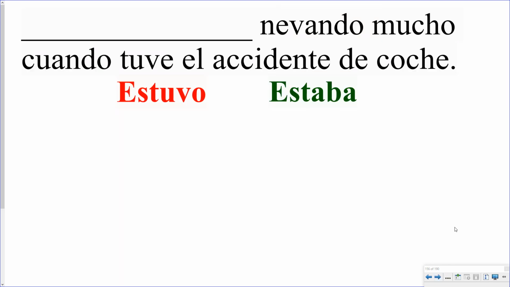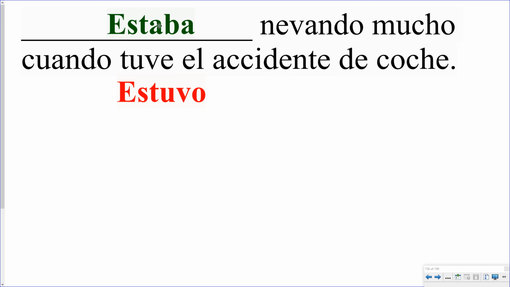nevando mucho cuando tuve el accidente de coche. It was snowing a lot when I had the car accident. This one, I already put the verb in the preterite for you, tuve, because a car accident is a one-time completed event, hopefully one time in your life event, tuve. It was snowing a lot. First of all, background conditions, we use imperfecto. And is this truly like the background information in the story? Yeah, the real event is the accident, but the background information is that it was snowing. I'm going to say, estaba nevando mucho cuando tuve el accidente de coche.